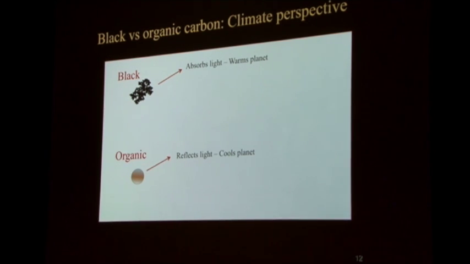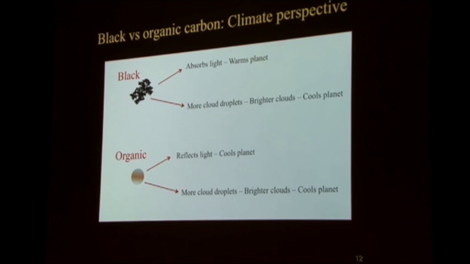From a climate perspective, here's the easy part. Black carbon absorbs light, makes the earth warmer. Organic carbon reflects light and makes the earth cooler, usually. Now I will make things more complicated. Not only does black carbon absorb light, but it also plays with clouds. So when you put black carbon in a cloud, you make more places for the cloud water to condense, more droplets, smaller, and this actually cools the planet.